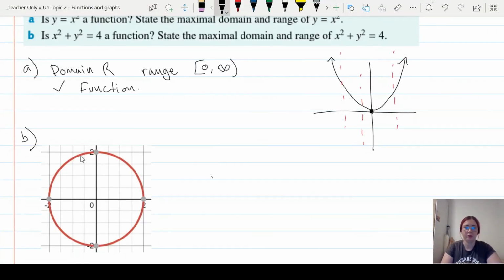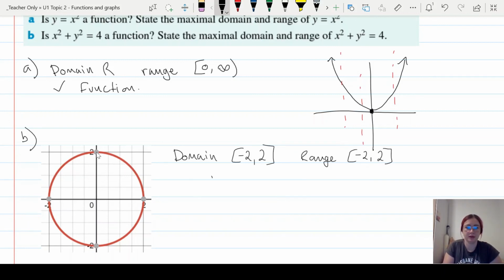So now that we've got that sketch in here, the maximal domain and range, remember it's the biggest, so the maximal domain is the biggest value, the biggest range for which the function makes sense. So that domain is going to be between -2 and 2, and so is the range, because that's the endpoints of that function.